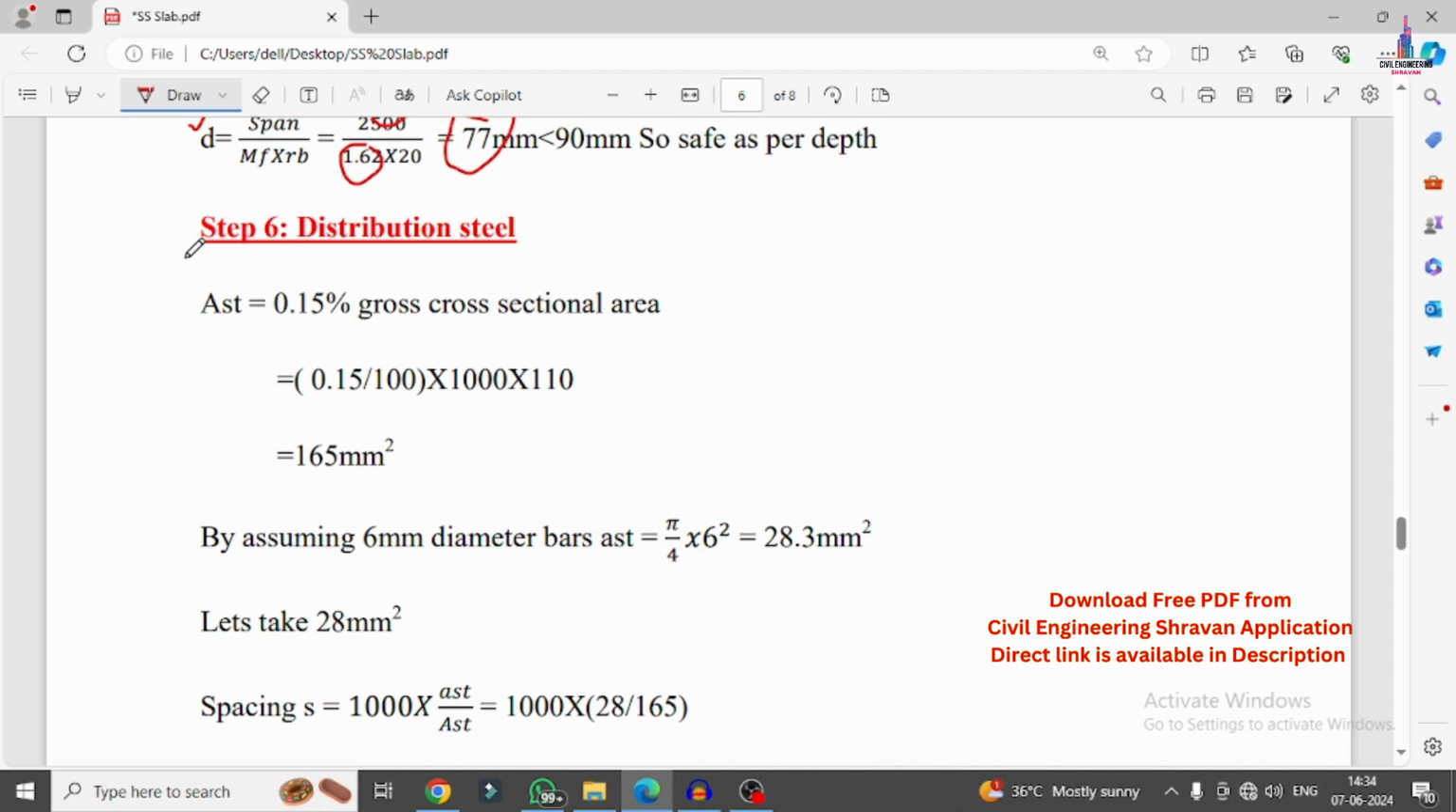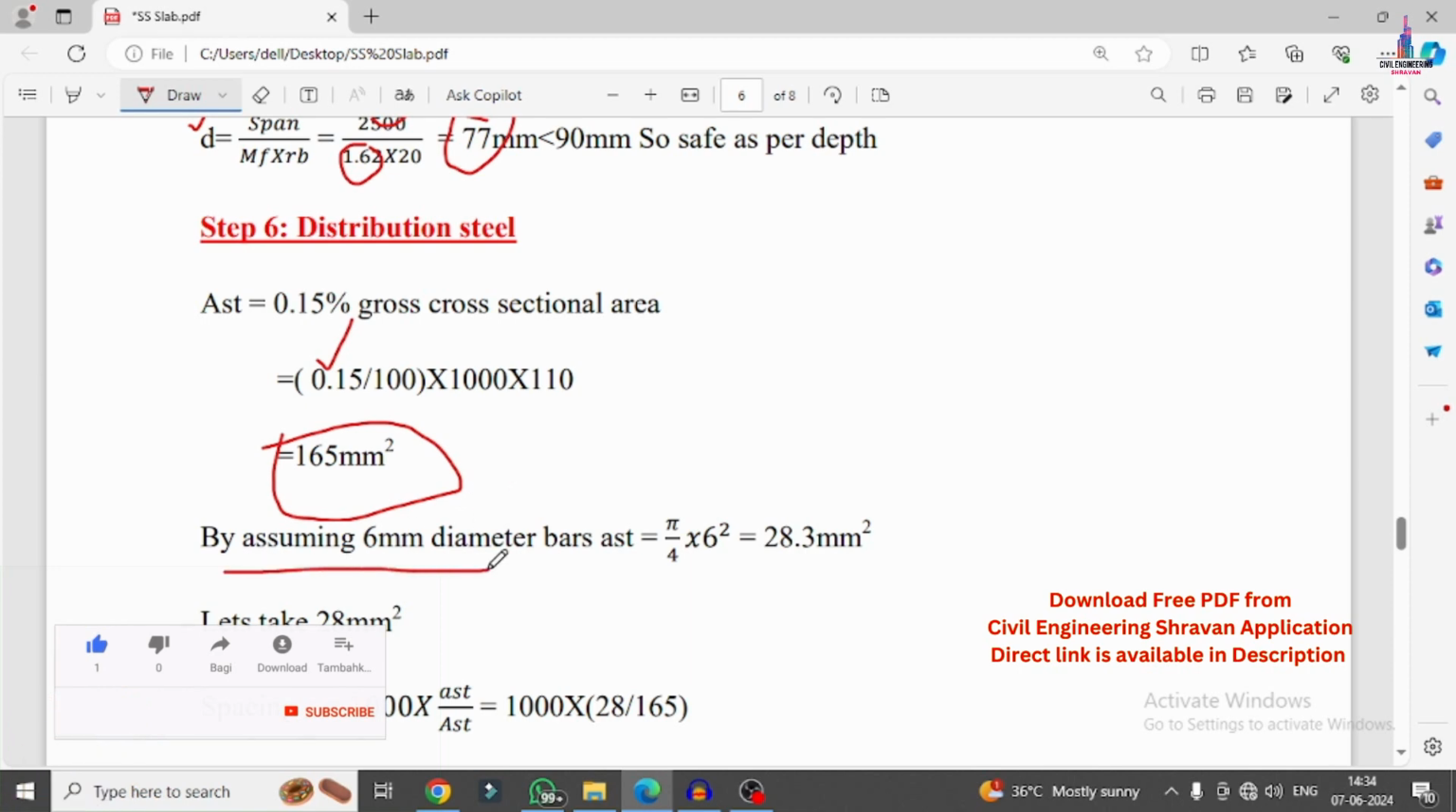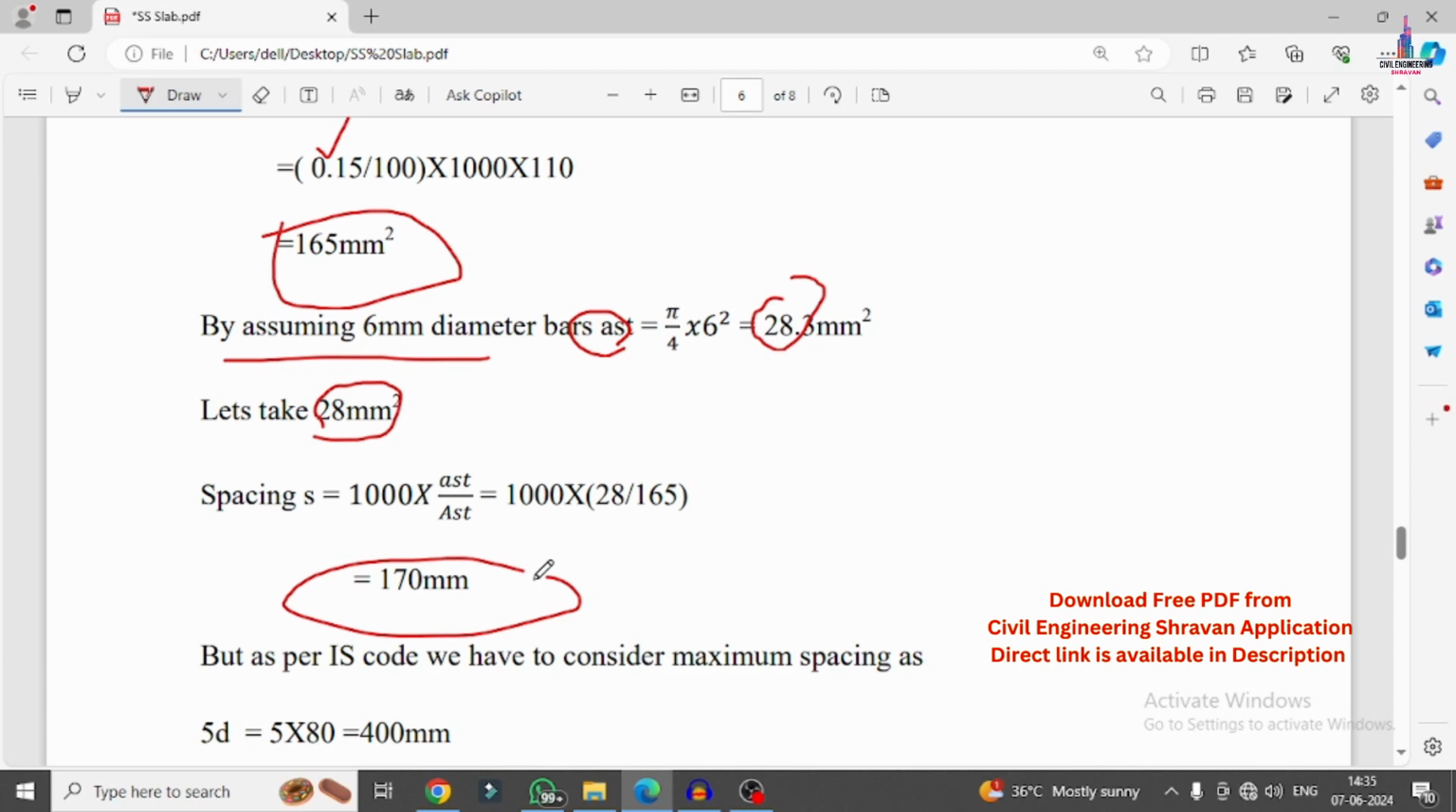So now the next step is to calculate the distribution steel. For the distribution steel, we have to assume 0.15 percent of the gross cross-sectional area as per the IS 456-2000 code provision, which equals 0.15 divided by 100 into 1000 into 110, which is 165 mm square, the value of the AST required for the slab section. By assuming a 6 mm diameter bar, small ast equals 28.3 mm square. Let us take 28, just assuming here. So spacing we have to calculate after determining the bar diameter and AST value: 1000 into small ast by capital AST, which equals 1000 into 28 divided by 165, which comes to 170 mm here.